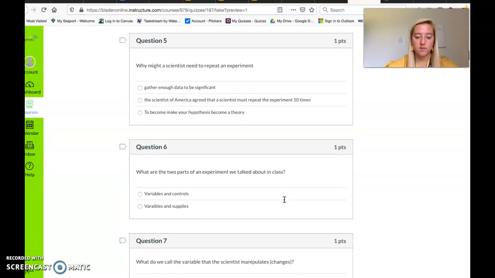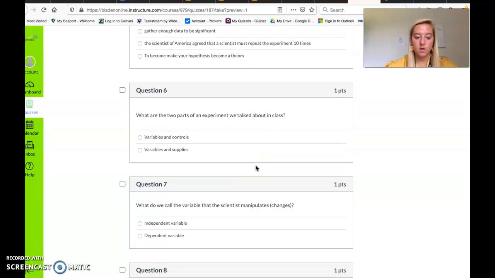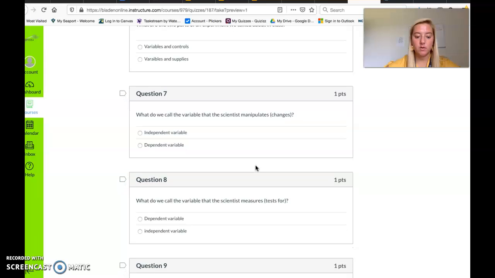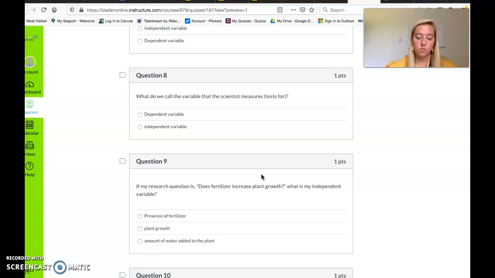What are the two parts of the experiment we talked about in class? Variables and controls, or variables and samples? Question number 7, what do we call the variable that the scientist manipulates or changes? Independent variable or dependent variable? Question number 8, what do we call the variable that scientists measure or test for? Dependent variable or independent variable?